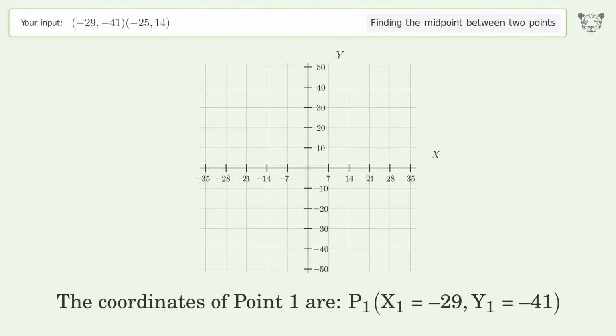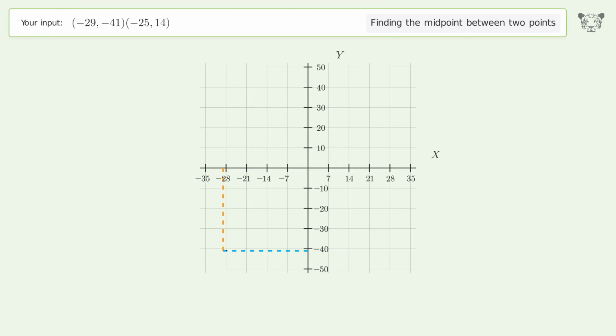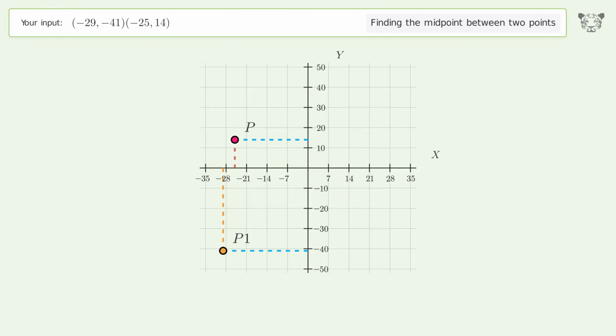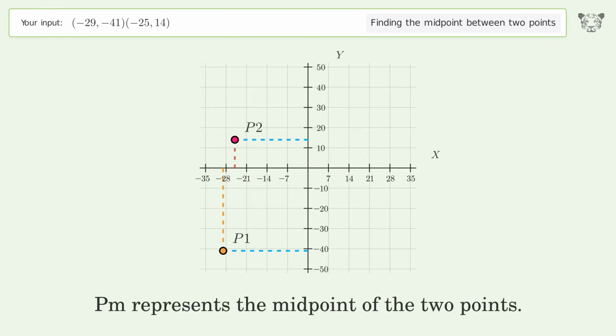The coordinates of point 1 are, x1 equals -29, y1 equals -41. The coordinates of point 2 are, x2 equals -25, y2 equals 14. PM represents the midpoint of the 2 points.